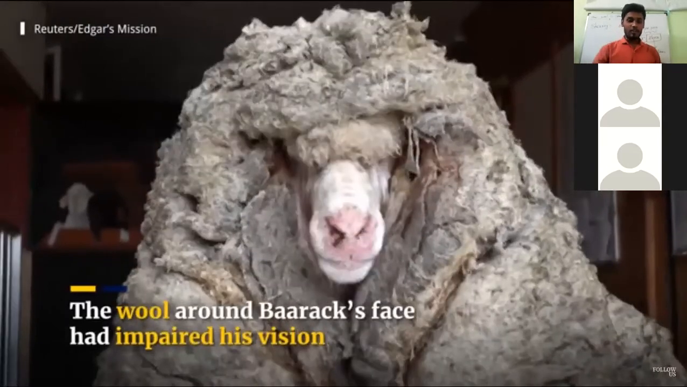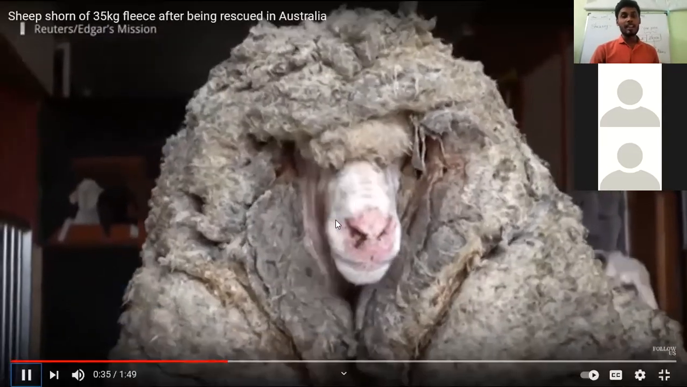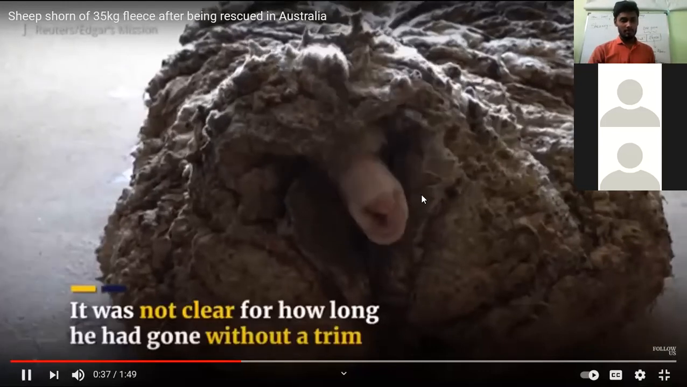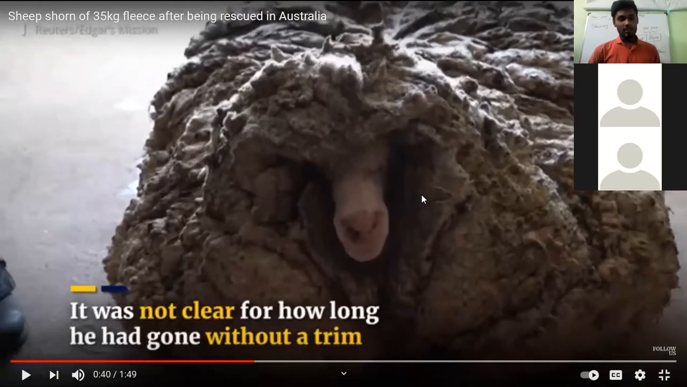Have you noticed it down here? It is unable to see because the hair covers its vision also. Most sheep are in Australia, and they take the fleece in Australia only. And this is a rescued one. It is not a farm-grown one; they won't allow it to grow like this. It grew naturally, like some escaped in the forest. That is why it has been rescued: a 35 kg fleece after being rescued in Australia.